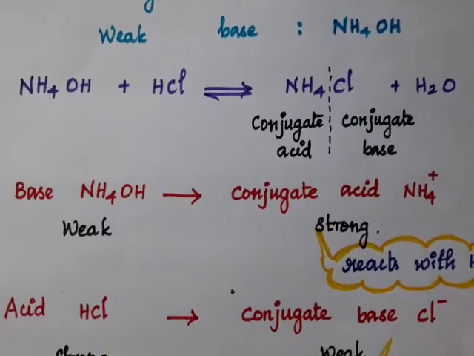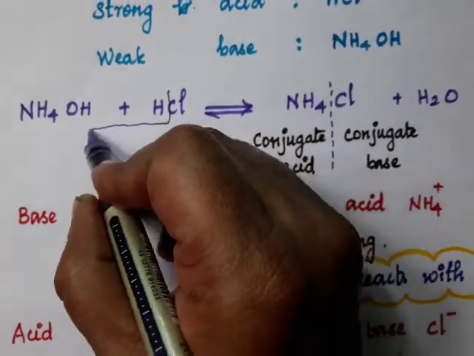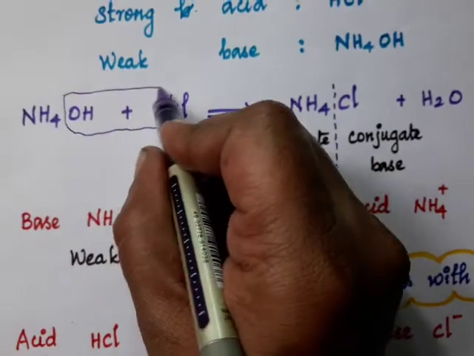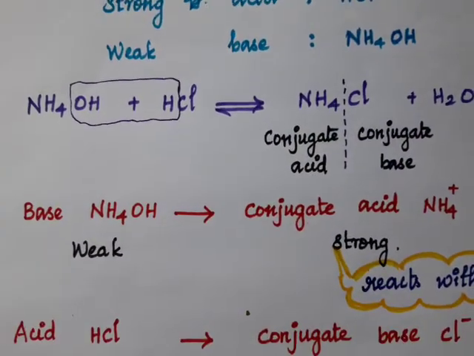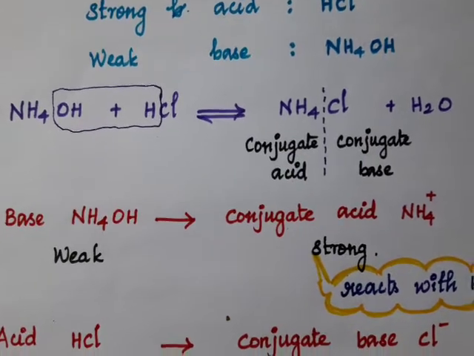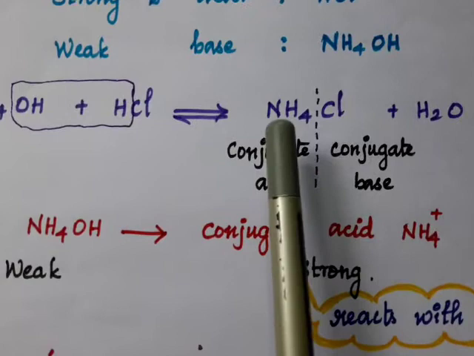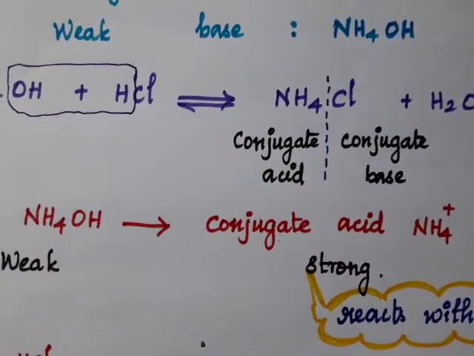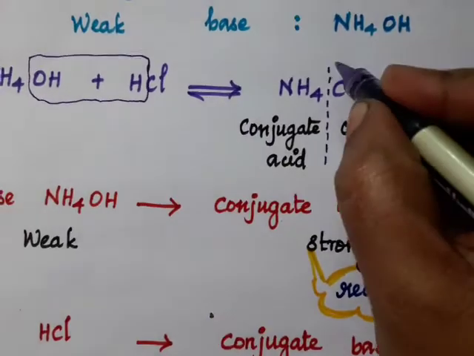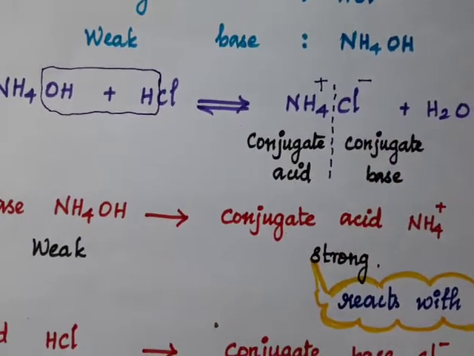NH4Cl as a salt. So from this, H2O is removed and the remaining NH4Cl is produced as a salt. In this salt, NH4 plus is a positive ion and Cl minus is a negative ion.